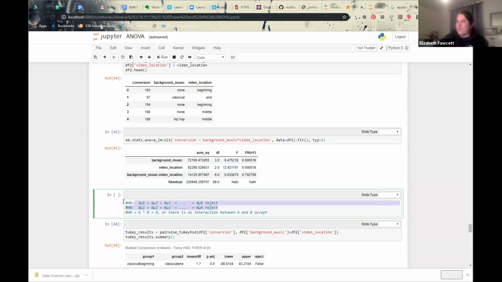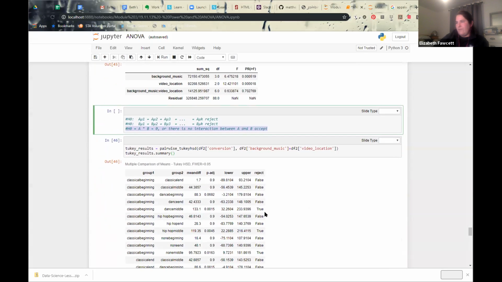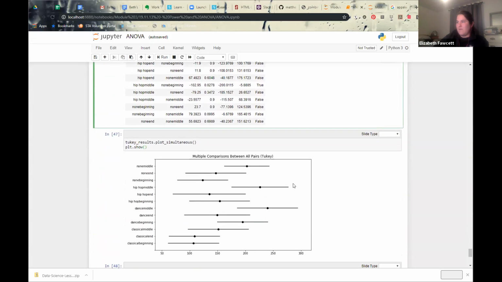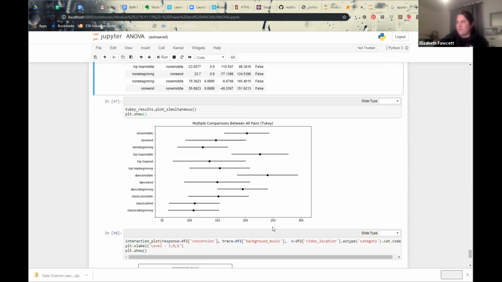So I rejected the first 2 null hypotheses, but I had to fail to reject the interaction between them. And then I ran my Tukeys and got this. Something I noticed that was interesting was, if you look at the middle data, the songs for all of the middle data overlap less than all the other data.